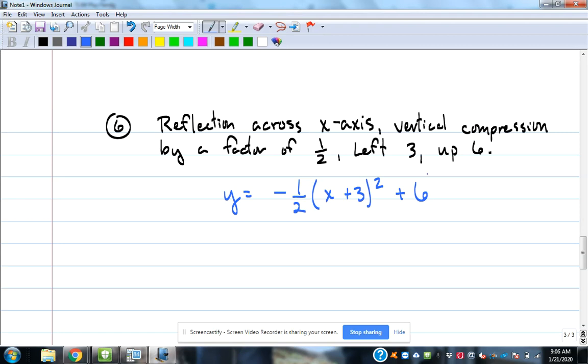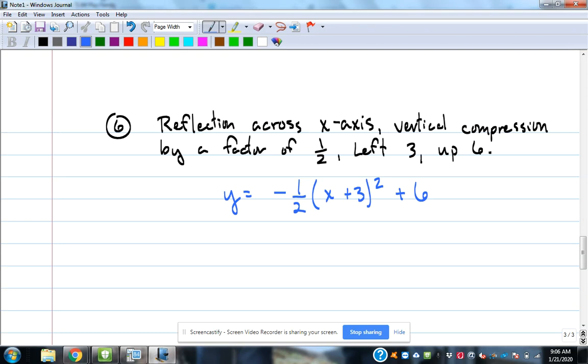But again, reflection across the x-axis is a vertical movement because it's moving up and down. So that's on the outside. So that's where the negative goes. A vertical compression, that's going to go on the outside. So that's why we put a 1/2 outside. Left 3, that's left and right. That's a horizontal movement. So that happens on the inside. And then the up 6 is vertical. So it happens on the outside as well. Okay, so they don't get much more complicated than that one as far as doing a problem this style.